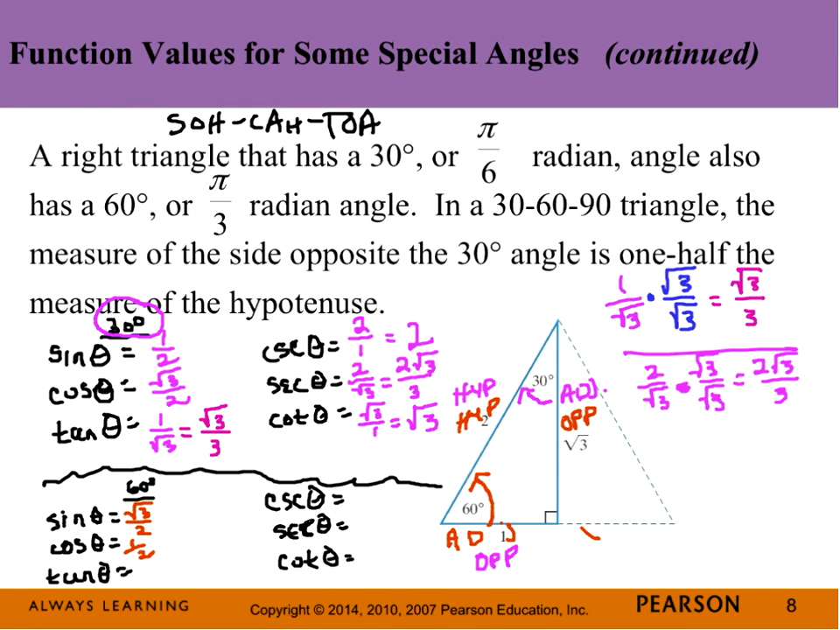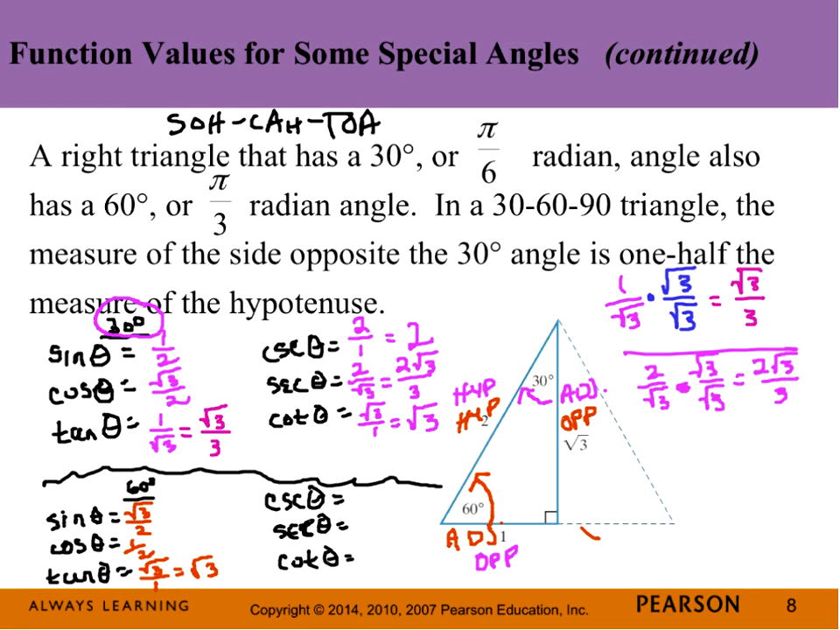I'm moving the letter in pieces. There we go. Adjacent. So that side is measured at 1. All right, and tangent is opposite over adjacent. So I have square root 3 over 1, which is just the square root of 3.